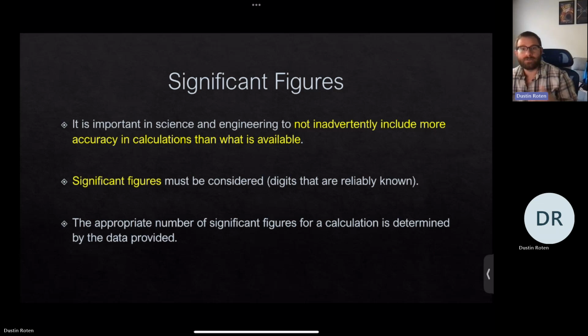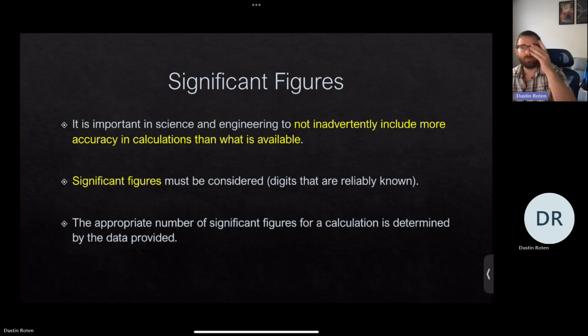So that's going to bring us to significant figures. It is very important in science and engineering to not provide a bunch of extra digits. If you're providing digits down to the 10,000th place, but you don't have any machinery that can measure that, you're reporting values that are way more accurate than they should be.